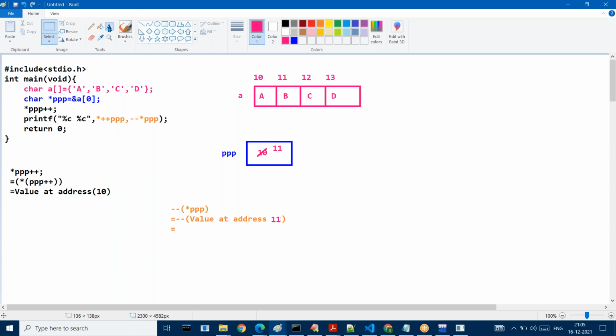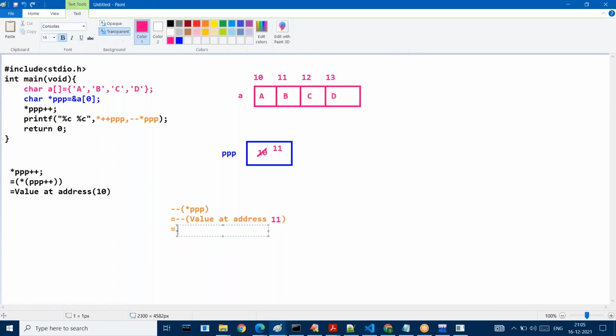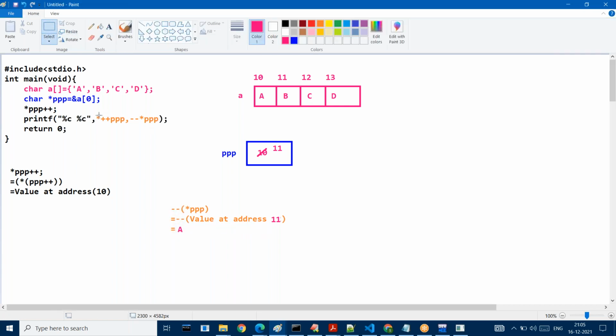So here it will be A. After this, the other part is going to evaluate. So it is now this another part, that is this one. This will be evaluated. This is a very dangerous one. You have to remember. Actually, I forgot that. That's why it takes a bit of time.